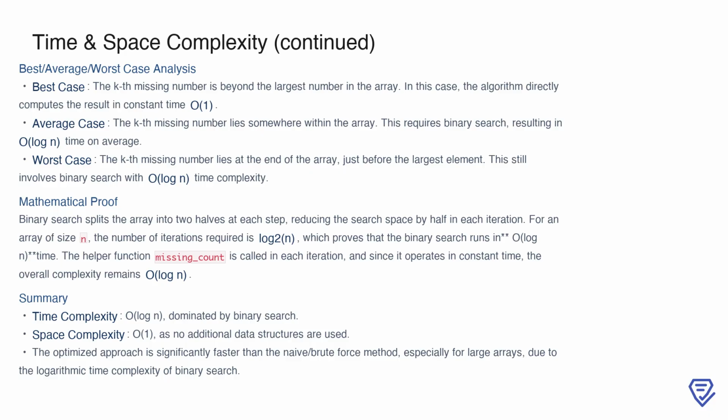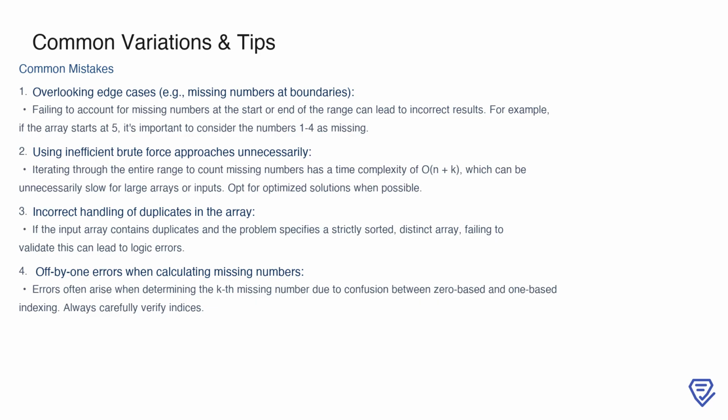making it highly efficient compared to the brute force method, especially for large arrays, where the logarithmic time complexity of binary search provides significant performance gains. When working on this problem, there are a few common mistakes to watch out for. First, overlooking edge cases can lead to incorrect results. For instance, if the array starts at a number like 5, you need to account for missing numbers at the beginning, such as 1 through 4.